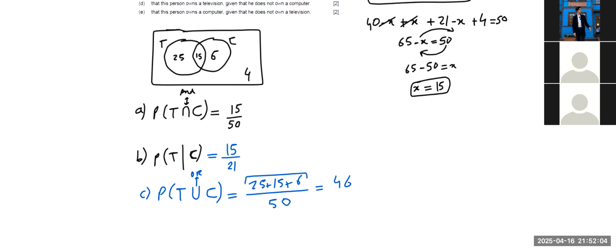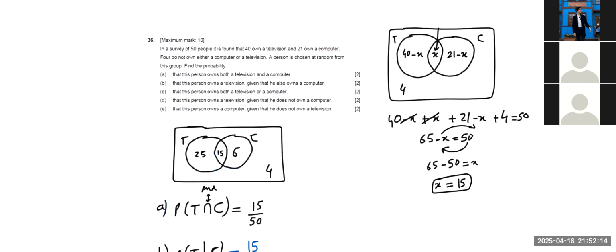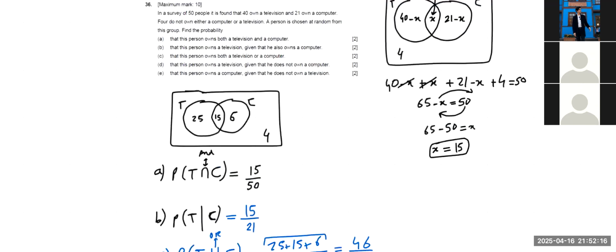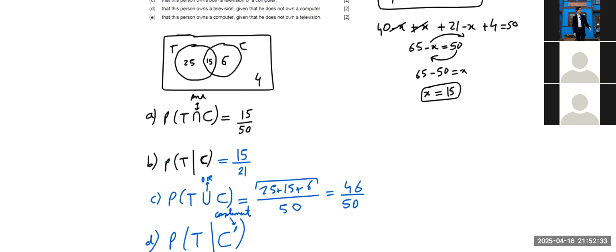Then we have the person owns a television given that he does not own a computer. So probability that he owns a television given that not a computer. How do you say that? You say it like this. This little symbol, we call it complement. It means not a computer. So everything except computers.